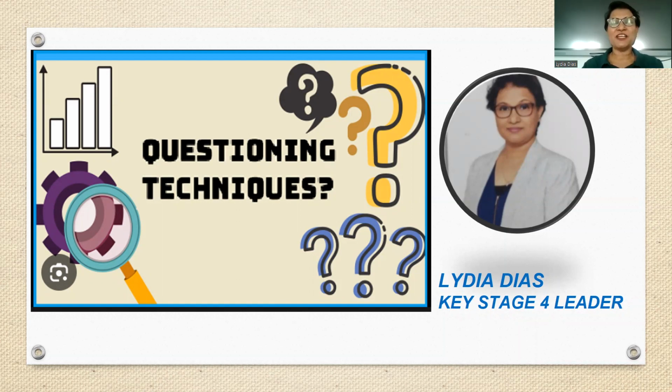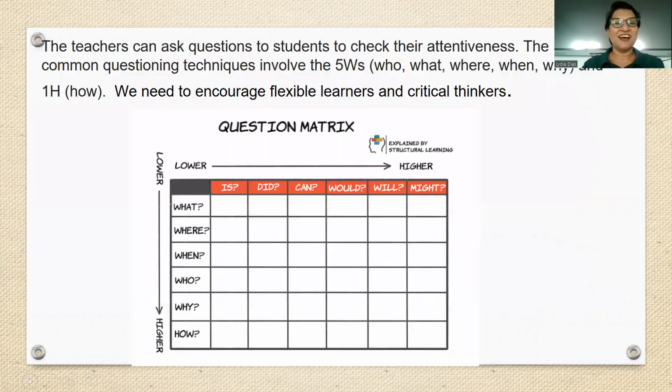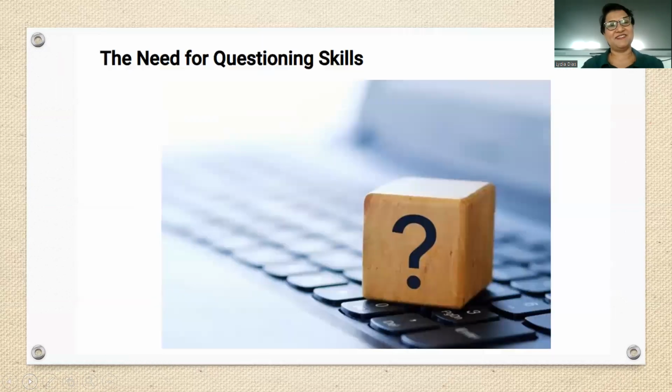Today, I will be sharing a few tips on questioning techniques. We teachers ask questions to students to check their attentiveness. The common questioning techniques involve 5 W's: who, what, where, when, why, and 1 H. We need to encourage flexible learners and critical thinkers by asking questions. So what's the need for questioning skills?